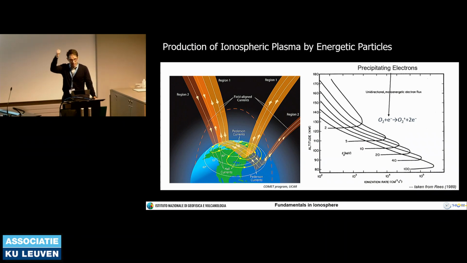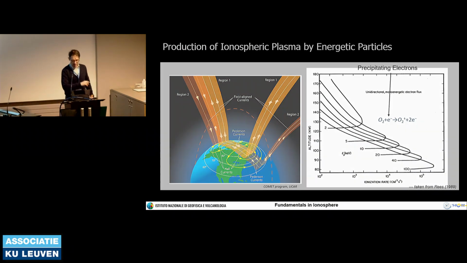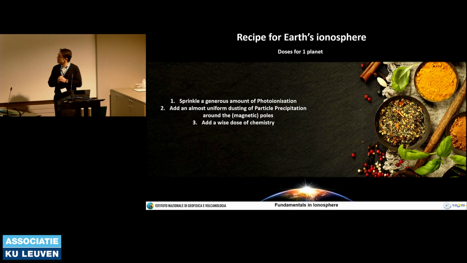Okay, so photoionization is the first ingredient. Particle precipitation is an additional source. What's missing? We have to add a wise dose of chemistry.